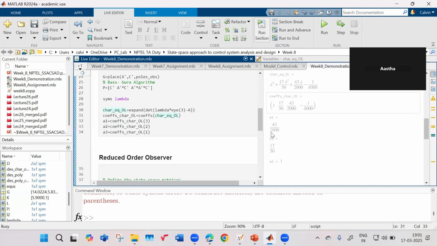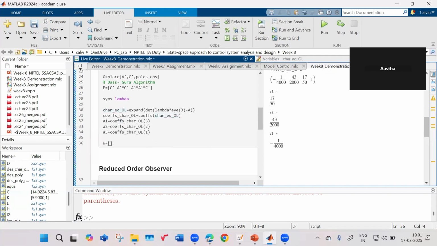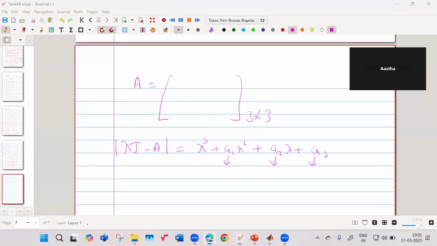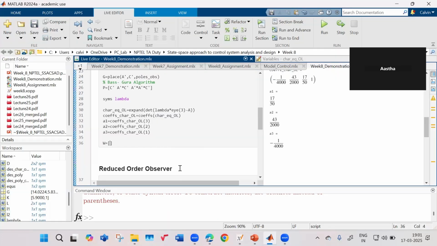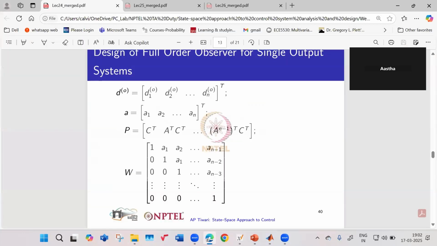Okay, so we got the a1, a2, and a3. Now, what is our W matrix? W matrix is given as 1 a1 a2, 0 1 a1, and 0 0 1 because it is just limited to 3 cross 3. So W matrix is 1 a1 a2, 0 1 a1, then 0 0 1. Okay, so this is my W matrix.